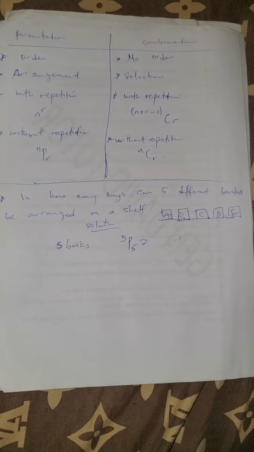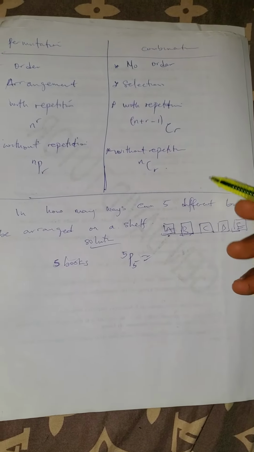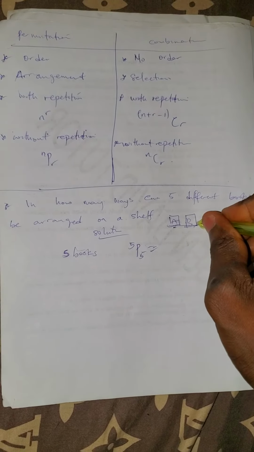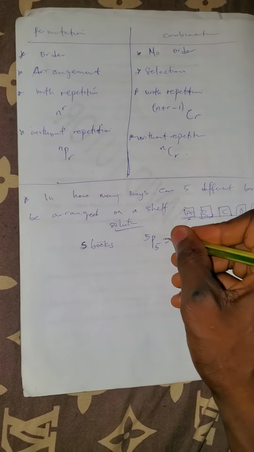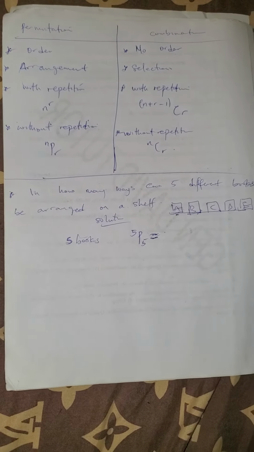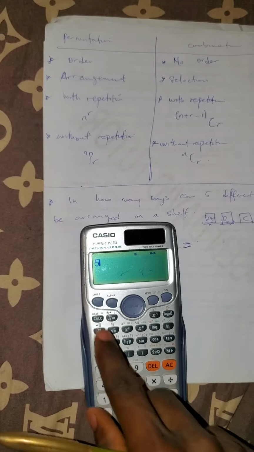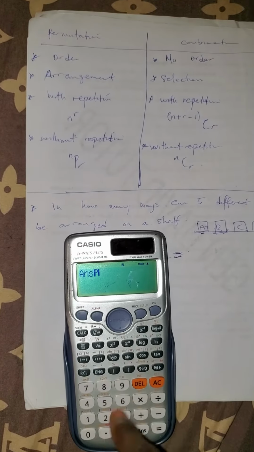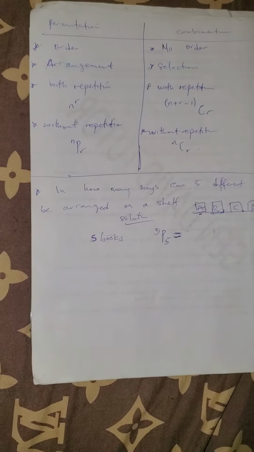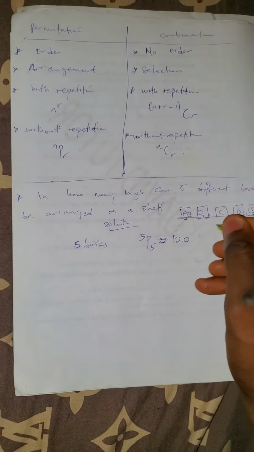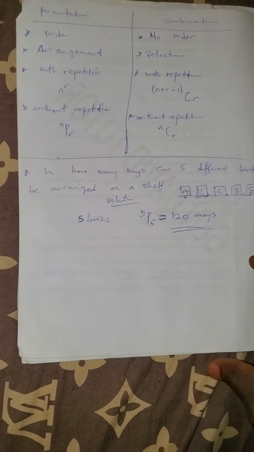So that means the order is concerned here, because we can arrange book A first before the second one. I can take book B first, then put book A to be the second one. You understand? So the order is concerned here. That's why it is 5 permutation 5. And when you press 5 permutation 5 on your calculator, because the order is concerned, we have it to be 120. So the answer is 120 ways at which the books can be arranged.